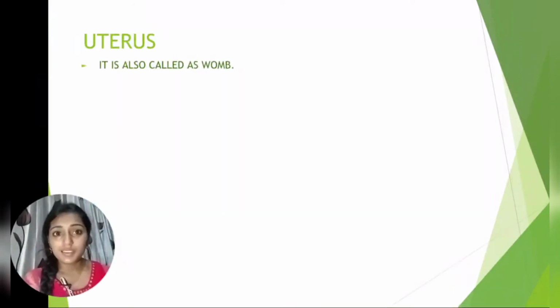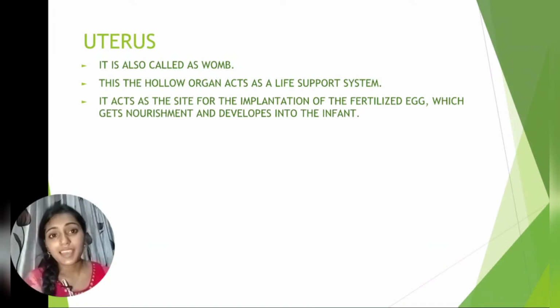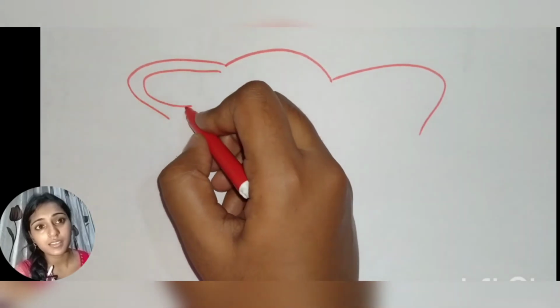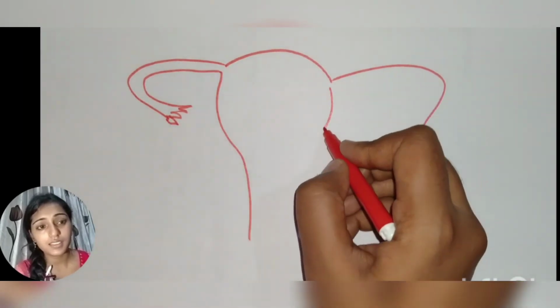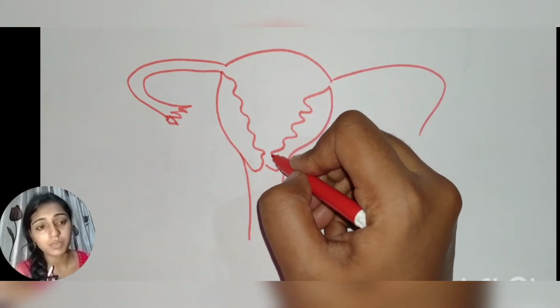The next is the uterus. It is also called the womb. This is a hollow organ and acts as a life support system. It acts as the site for the implantation of the fertilized egg, which gets nourished and develops into the infant. See, this is the oviduct and this center portion is the uterus having the endometrial linings.